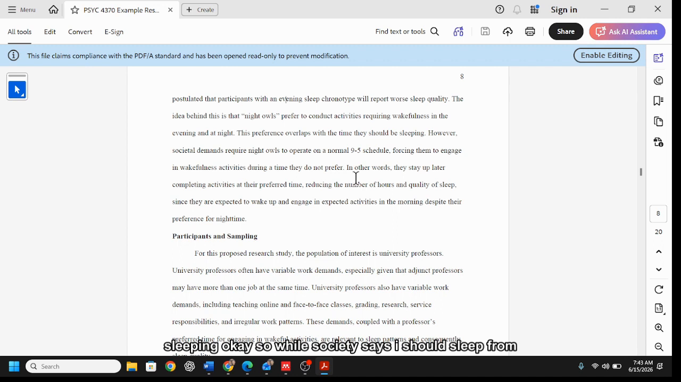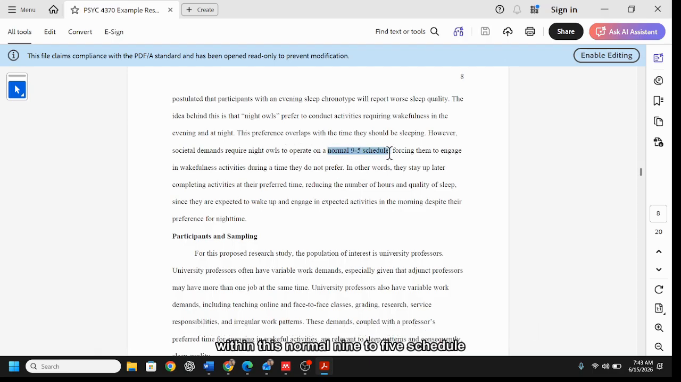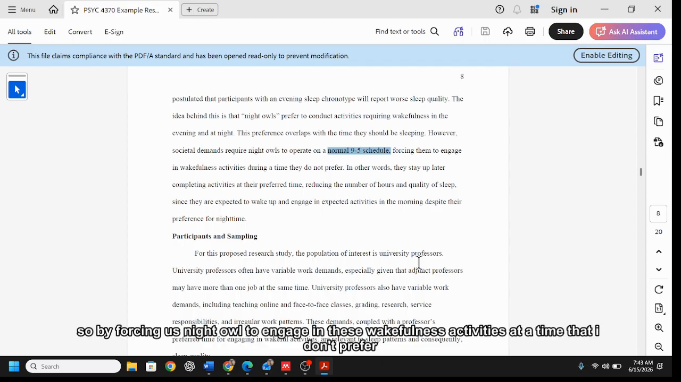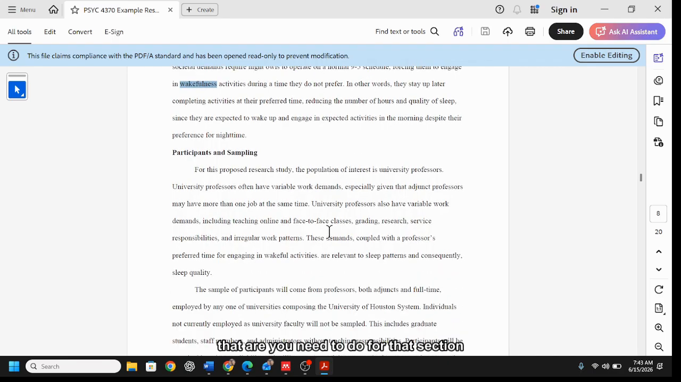Okay. So while society says I should sleep from 11 to 7 a.m., me being a night owl, that's my peak performance time. But the problem with that is that societal demands require you to operate within this normal 9 to 5 schedule. So by forcing us night owls to engage in these wakefulness activities at a time that I don't prefer, we suffer more, which leads to worse sleep quality. And I just explained all that in words. That's all you need to do for that section.